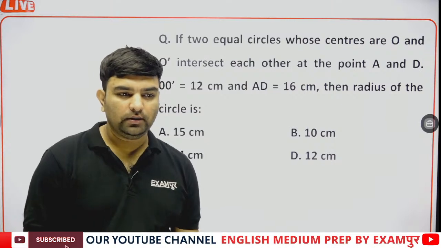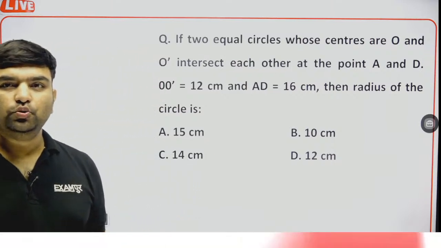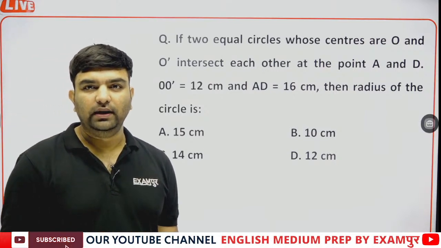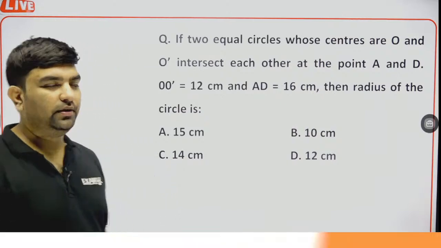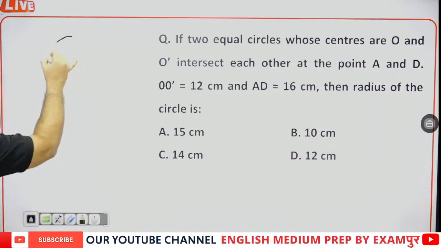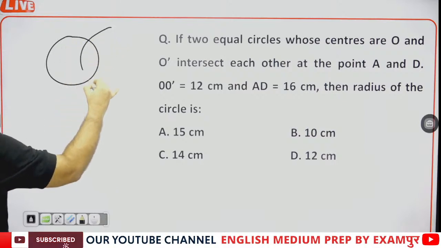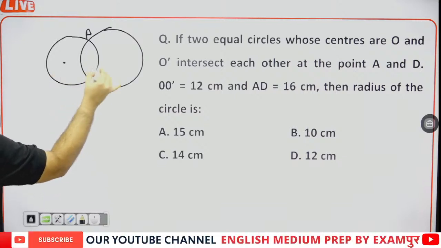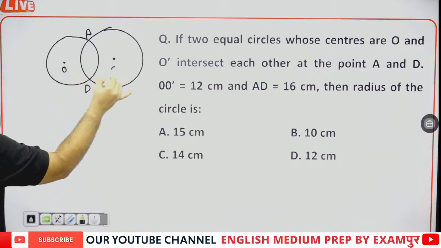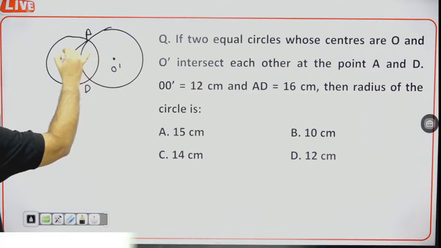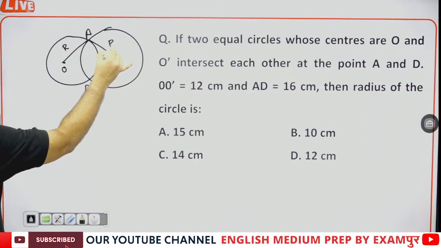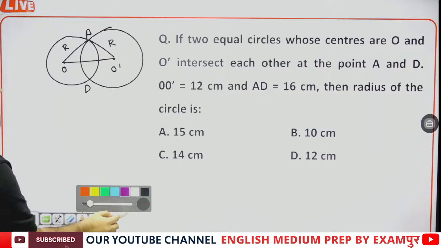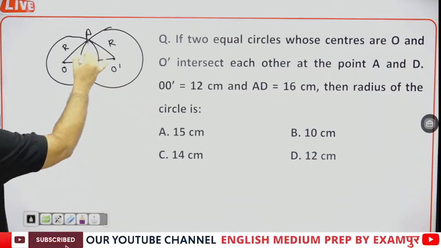Two equal circles with centers O and O dash intersect each other at points A and D. OO dash is known, AD is known. What is the radius of the circle? Their radii are equal, R and R. The distance between O and O dash is given as 12 and AD is given as 18.